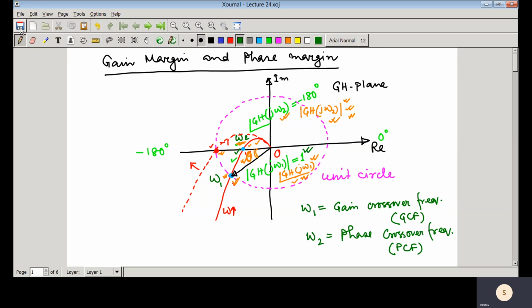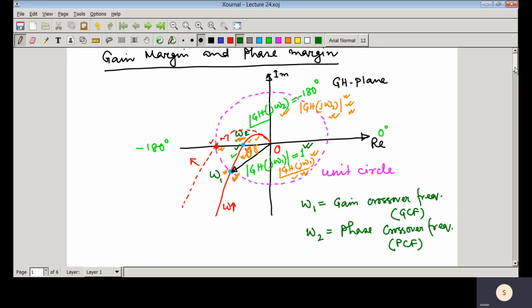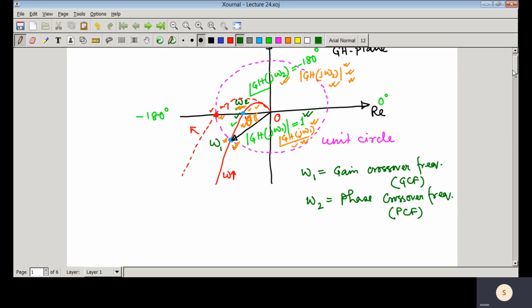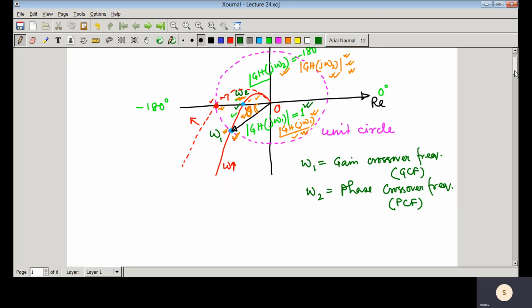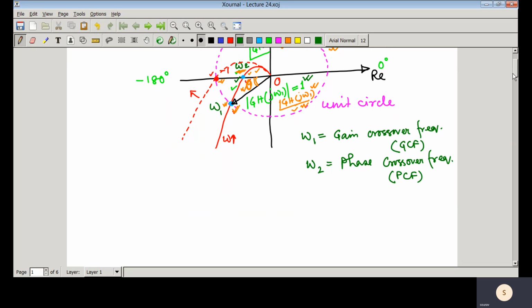So let us give the definitions. I think from here it is clear what the gain crossover frequency and phase crossover frequency are, and how the gain margin and phase margin give us that indication. That means if a system is stable, how much stable it is. That means we would have the relative stability concept. So let us write the formal definition of the gain crossover frequency.